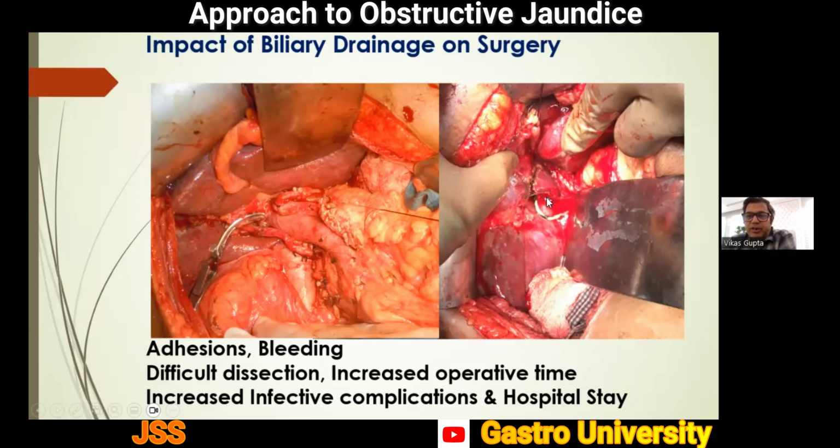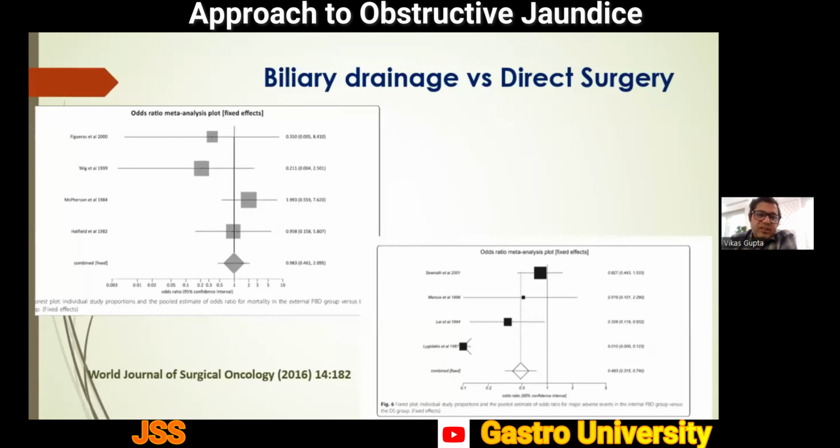However, when we do drainage and put in a plastic stent, there is a lot of fibrosis and inflammation, the dissection becomes difficult, the operative time becomes longer, and blood loss increases. So all these factors determine the subsequent outcome in these patients. This is a meta-analysis which was published some time back, where they have shown that with biliary drainage versus direct surgery, there is no difference in mortality. However, adverse events were more in the patients who had undergone biliary drainage.